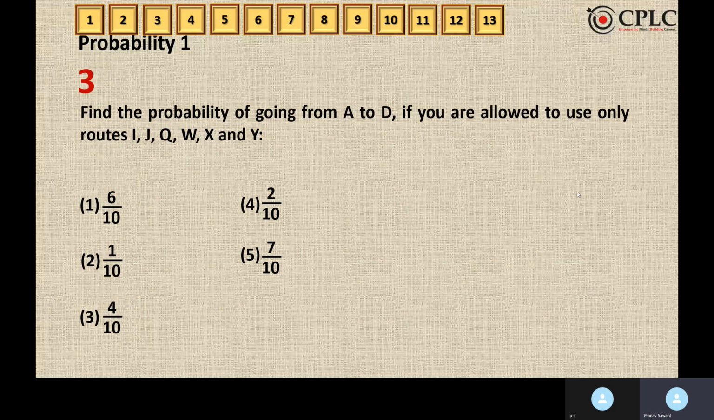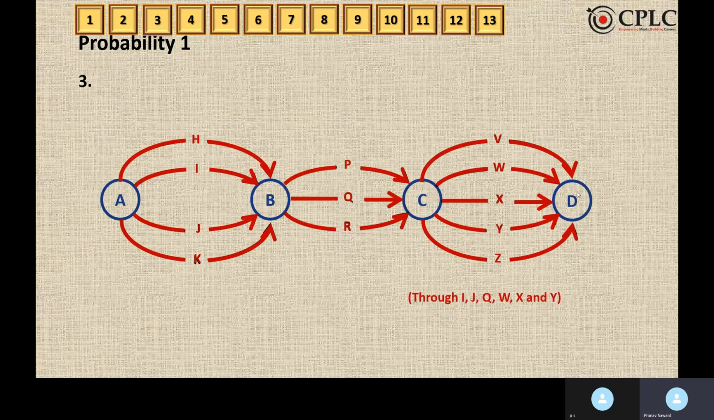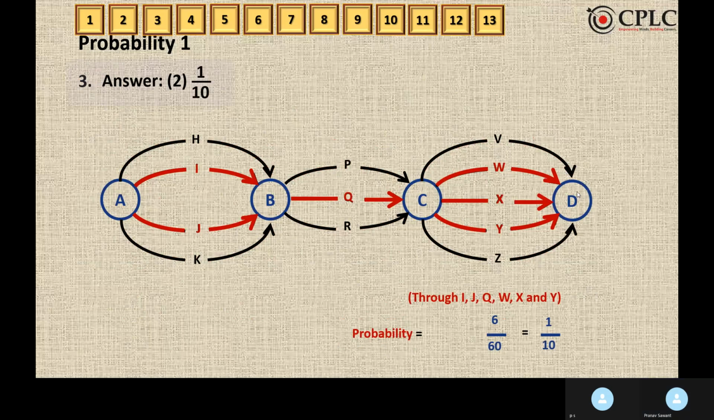Find the probability of going from A to D if you are allowed to use only routes I, J, Q, W, X, and Y. Now we just have to use I, J, Q, W, X, and Y. So let's focus on these routes only. So it will be I, J, that is 2, into Q, that is 1, into 3, that is W, X, and Y. So it is 6. 6 upon 60, which is 1 by 10. So 1 by 10 is the answer.